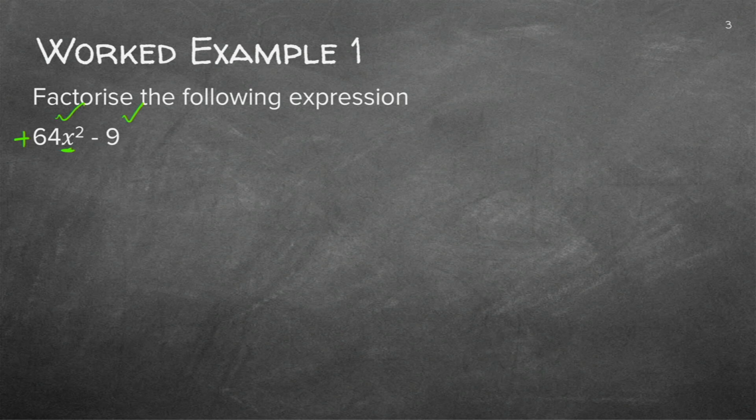64 is a perfect square because 8 times 8 gives 64. However, this 64 has x squared next to it, and x times x gives me x squared. That is why 8x multiplied by 8x will give you 64x squared. So yes, we have a perfect square situation here. And 9 on the other side is 3 multiplied by 3, so it gives you 9. So you have perfect values there.